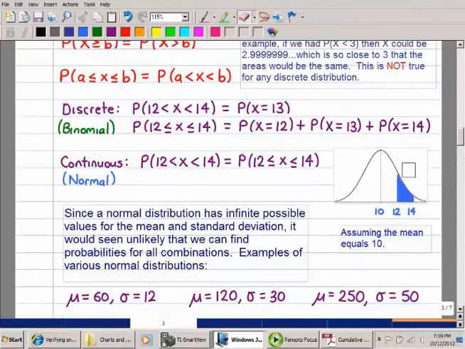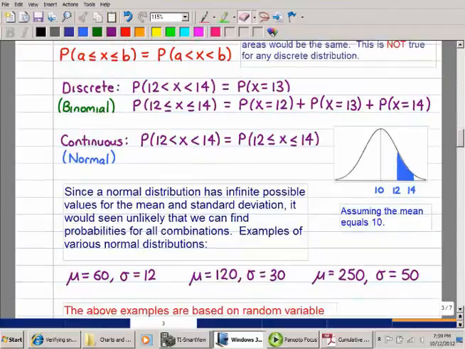None whatsoever. And I just drew a little sketch here, which we'll see more of later. Let's assume that the mean of this graph was 10, so I put 12 and 14 on the x-axis and shaded that. Essentially, that would be the area that represents the probability that your x is between 12 and 14.